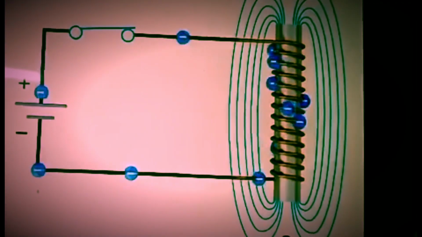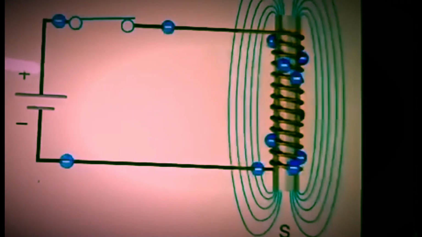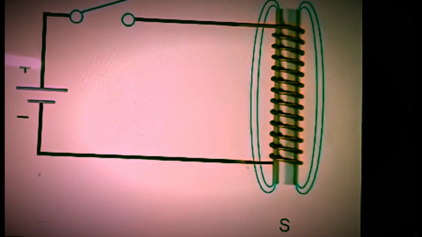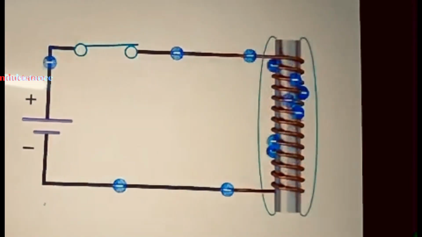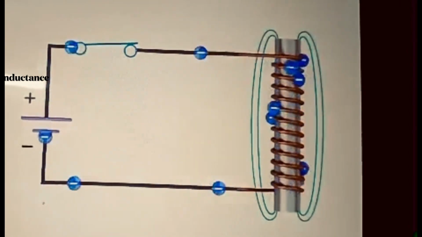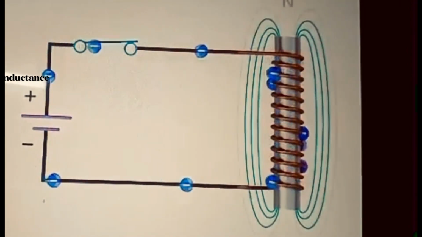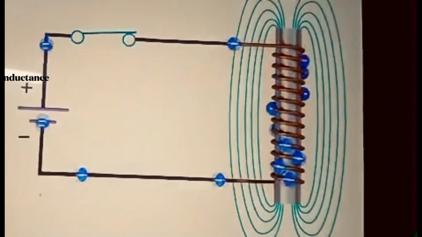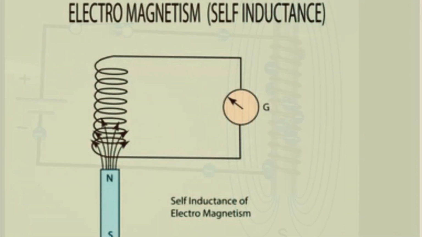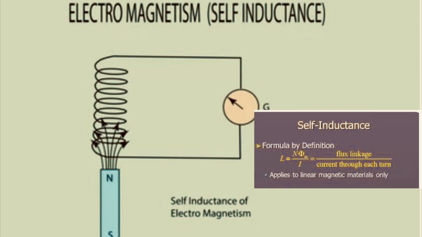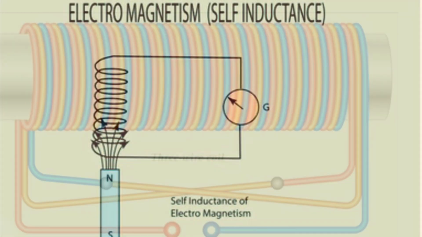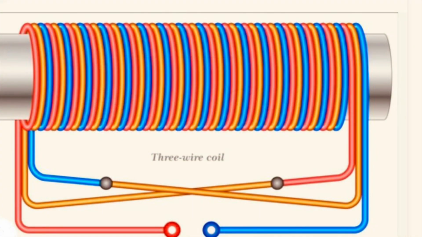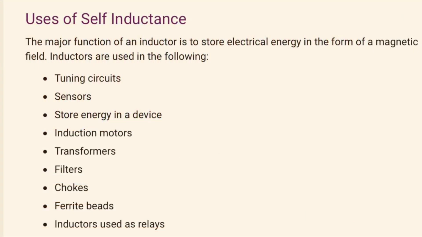So now the purpose of an inductance is to oppose any change in current within a circuit, and this property is known as inductance. So, to understand inductance, you must know that changing electric current produces a magnetic field and a changing magnetic field produces electric current. And here are the uses of self-inductance.